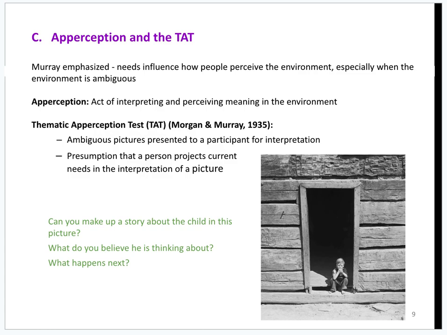And the final section is apperception in the TAT. So Murray emphasized needs influence how people perceive the environment, especially when the environment is ambiguous. Apperception is the act of interpreting and perceiving meaning in the environment. And we all know this, right?